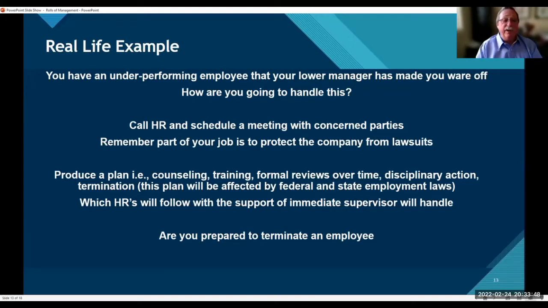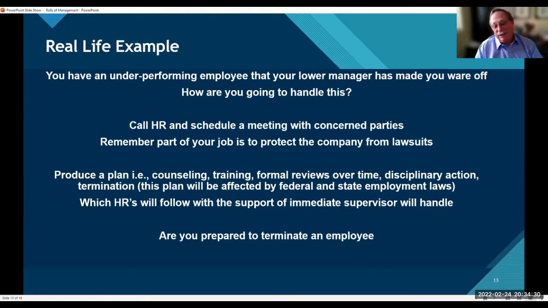The other thing is produce a plan: counsel, train, formal reviews over time. If you have to, disciplinary actions or terminations. But this plan is going to be affected by federal and state laws. Everybody, even if you're in an at-will state, is bound by the Employment and Development Code, which is a federal law. It doesn't matter what your state says. There are laws to protect the employees here, which HR will follow with the support of the immediate employee.